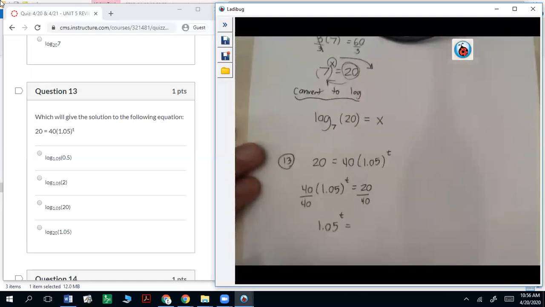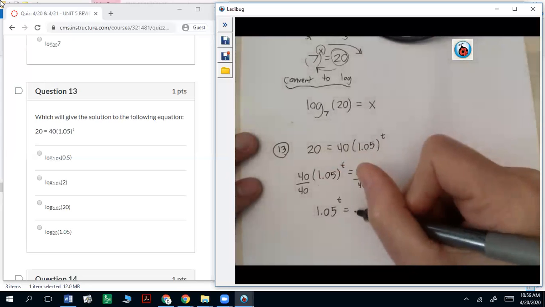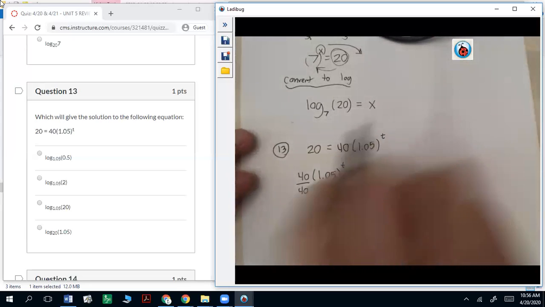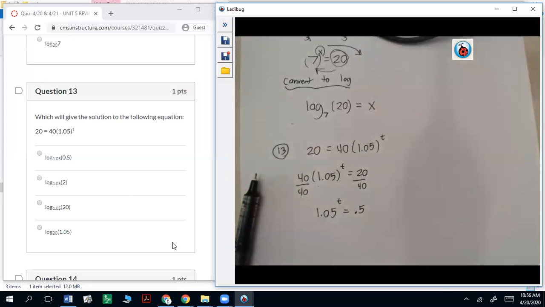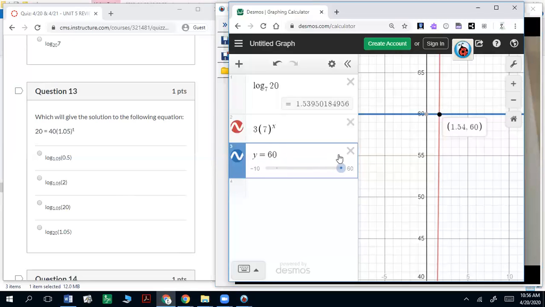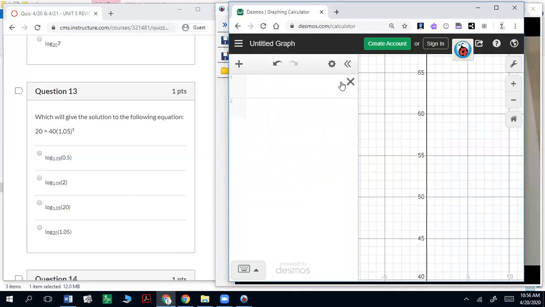20 divided by 40 as a decimal is 0.5, or 1/2 if you want to use a fraction. Don't do 40 divided by 20. Divide by the number out front. So 20 divided by 40, as you can see, is 0.5.